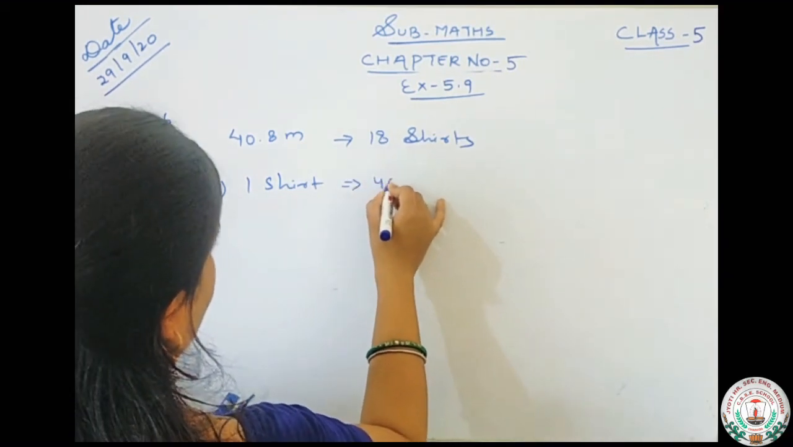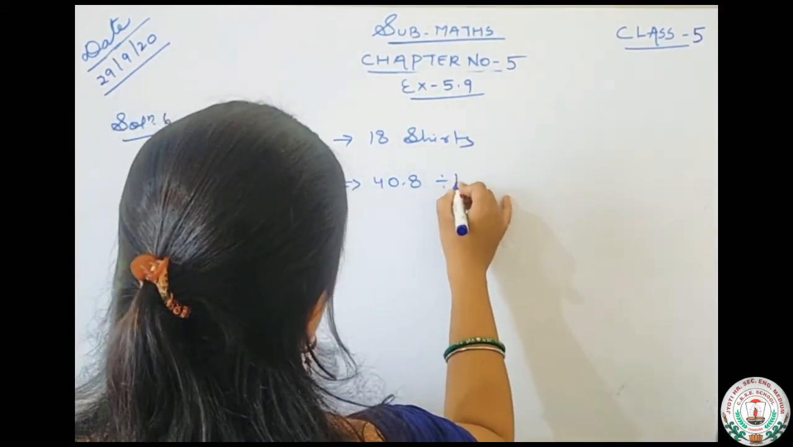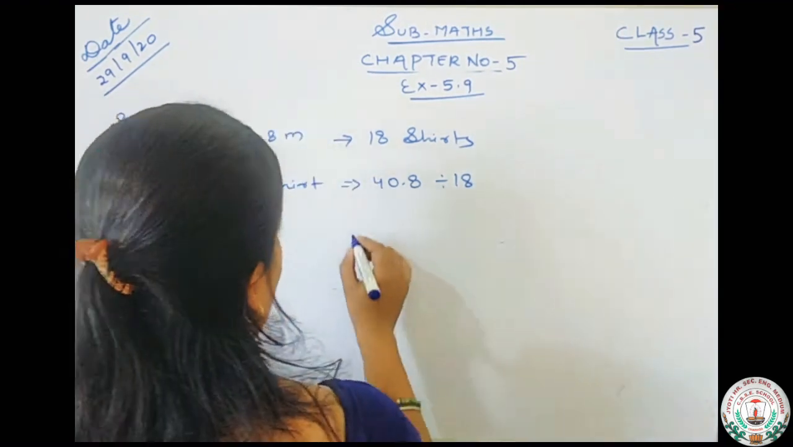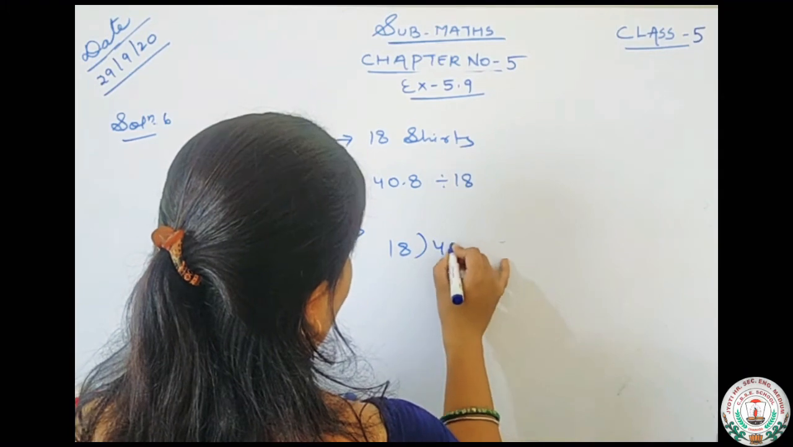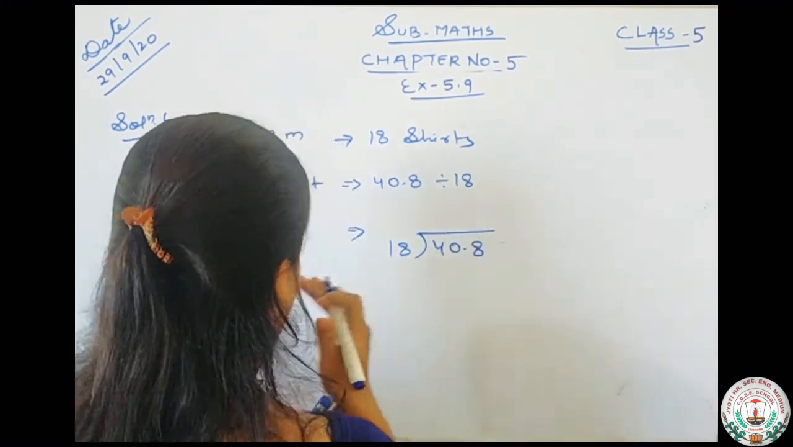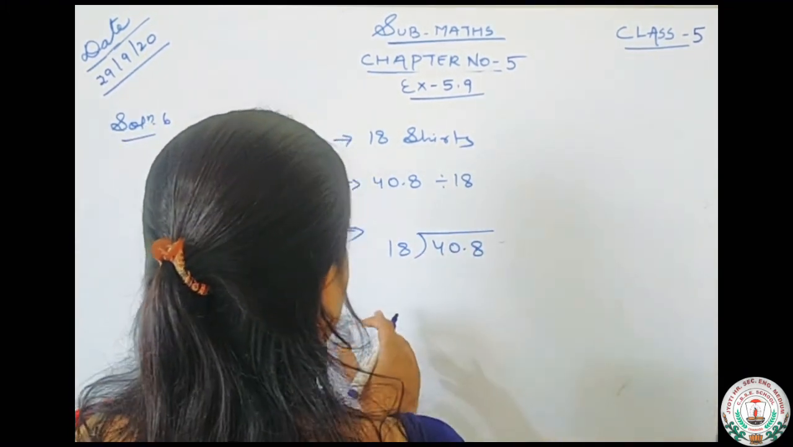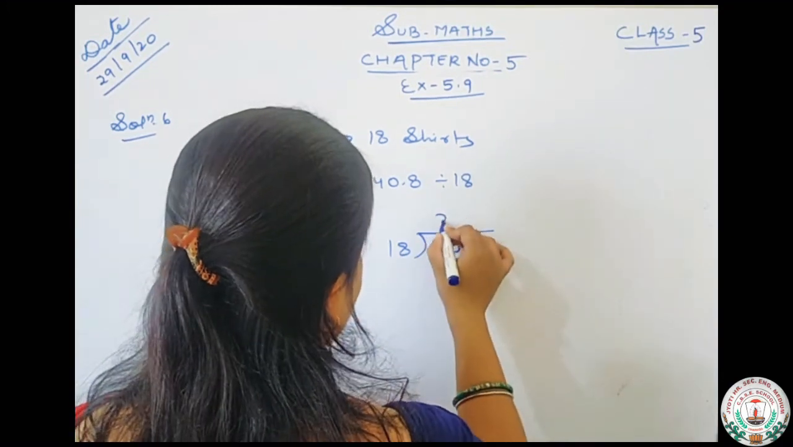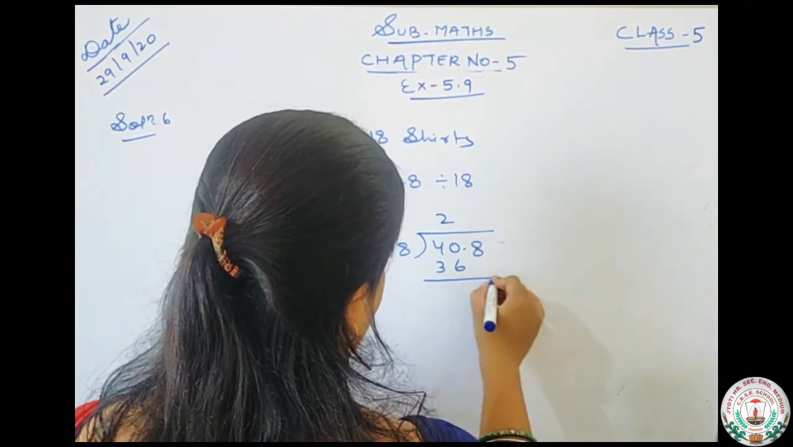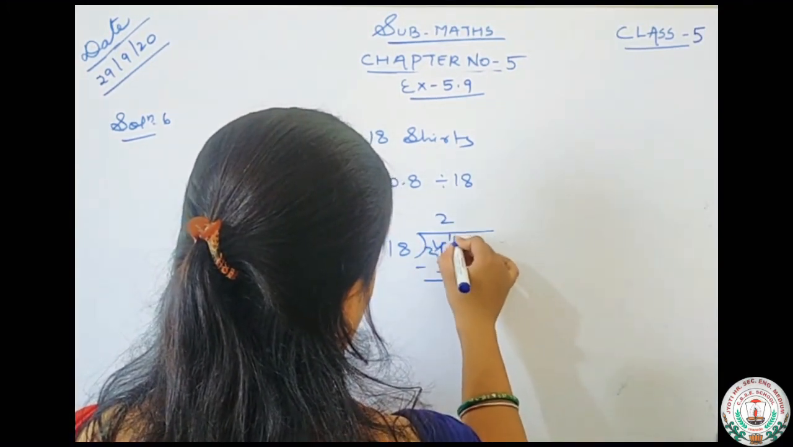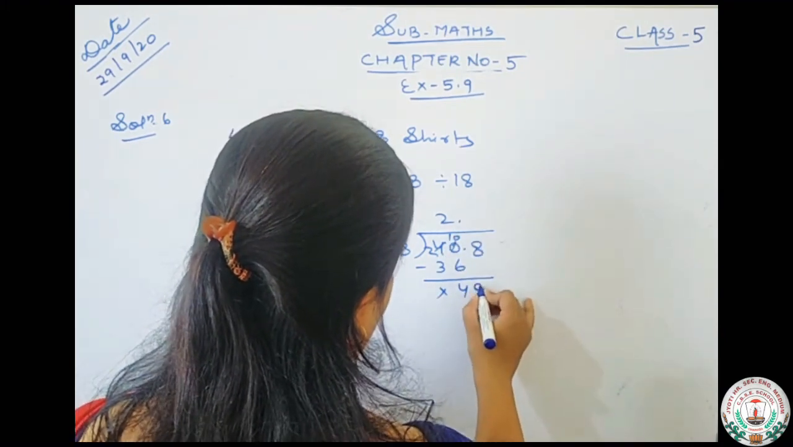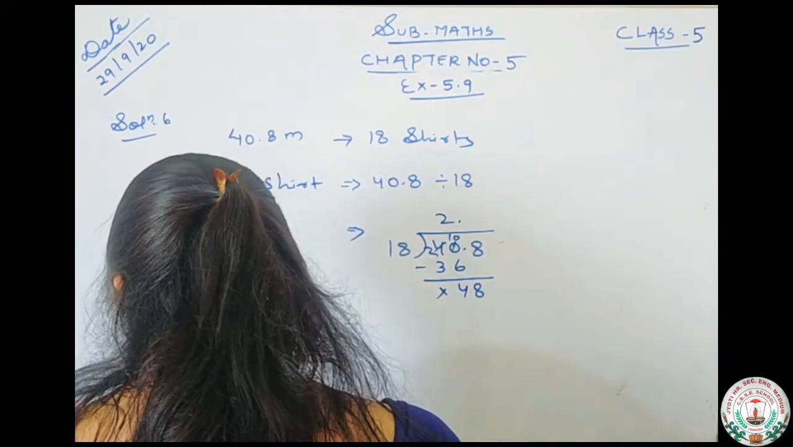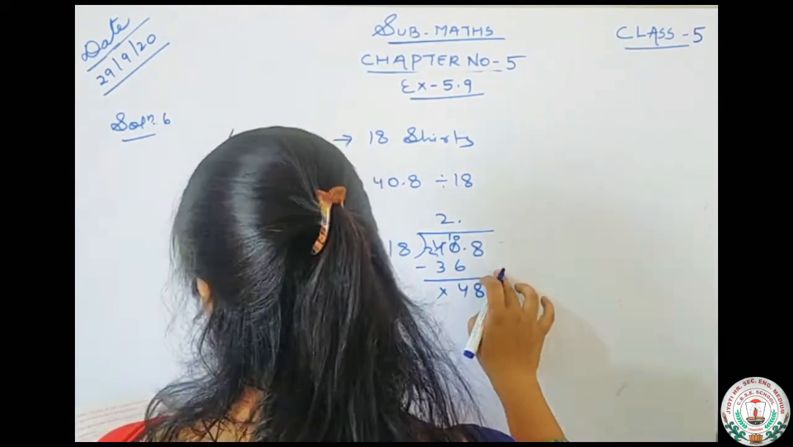Okay. 40.8 divided by 18. So we will divide this by 18, 40.8. Okay. 18 ones are 18, 18 twos are 36. 40 minus 36 is 4. Here 0, here point, and here 8. 8 we have noted down.